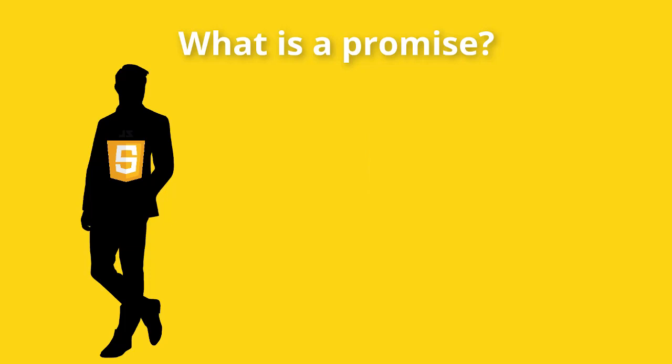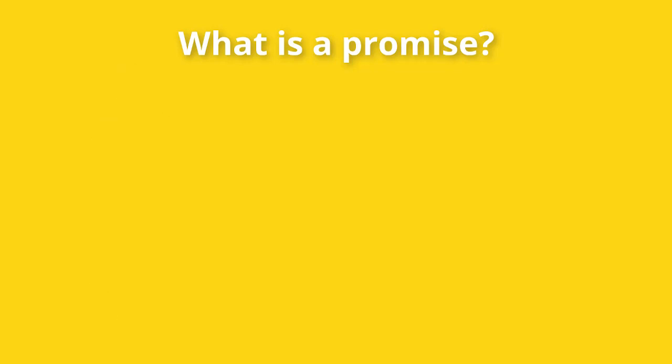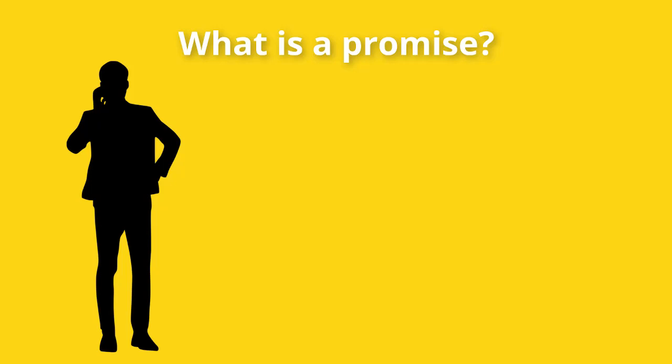Let's assume that you've been given a task of making a call to a friend, to ask him about today's weather, and then to perform another task of drinking a cup of coffee. So the first thing you do, you take your phone, you enter the number of your friend, then you press the call button. Till now, all this stuff you can do by yourself. But watch out, here is the thing.